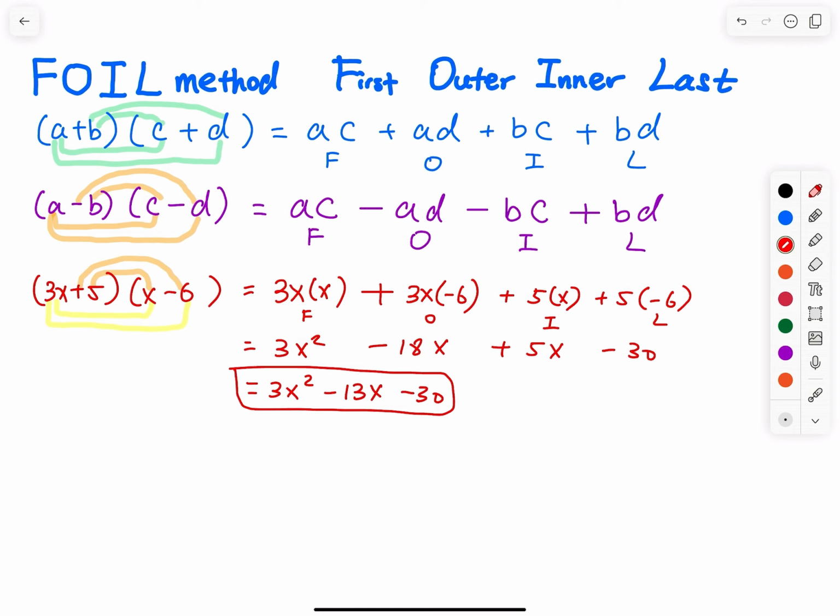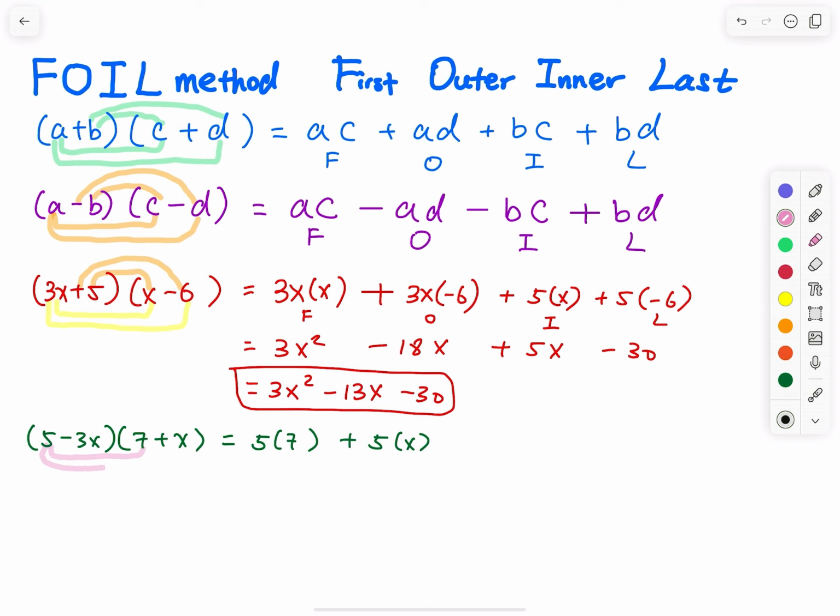Let's try one more. How about (5 minus 3x) times (7 plus x)? First will be 5 times 7, and then plus 5 times x. Okay, if you want lines, I can do lines for you. 5 times 7, 5 times x, and then you have negative 3x times x, and then you have a plus negative 3x times 7.